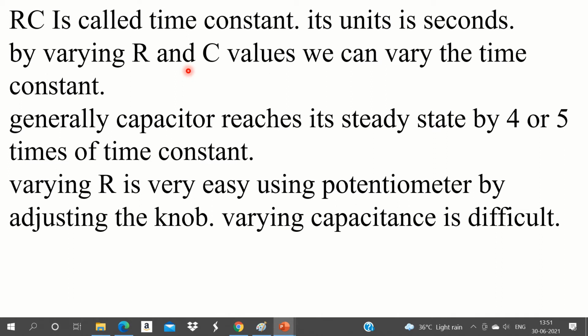Varying R is very easy. By using a potentiometer, you can vary the R. But varying the capacitance is difficult.